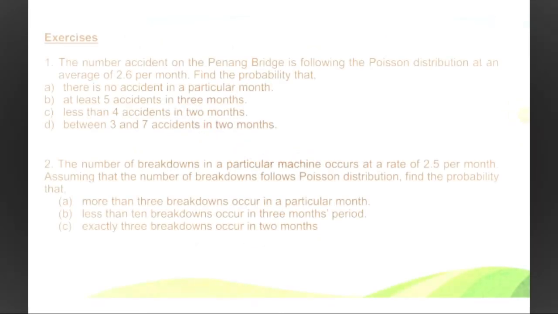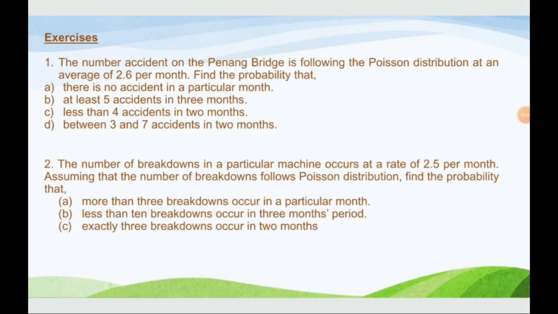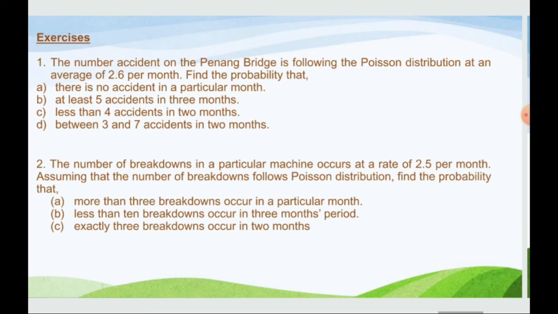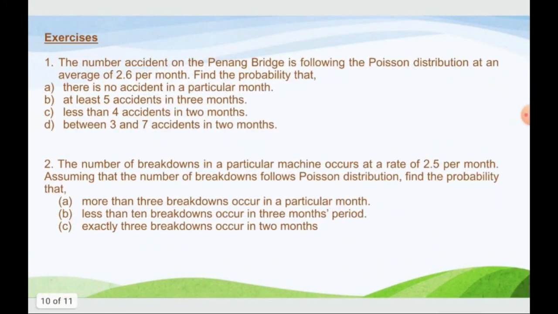So now you know how to find the Poisson distribution, and also you should know how to find the mean and variance for a Poisson distribution. So you can do this exercise by yourself and check the answer. If you got any problem, you can just ask your lecturer.